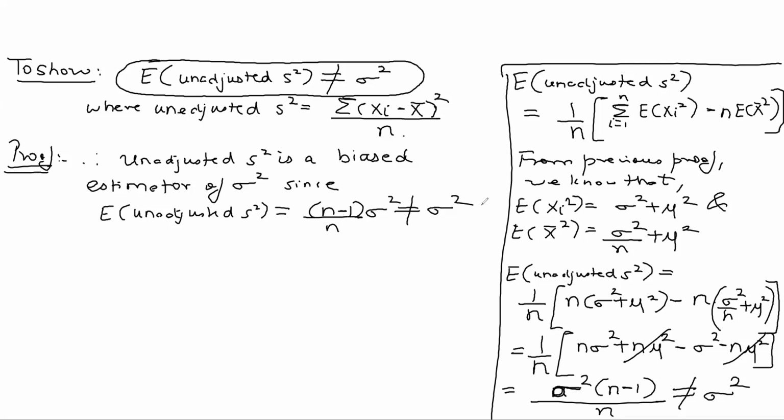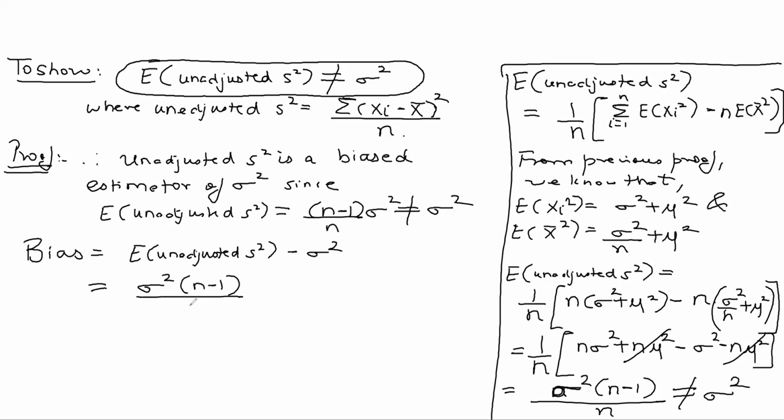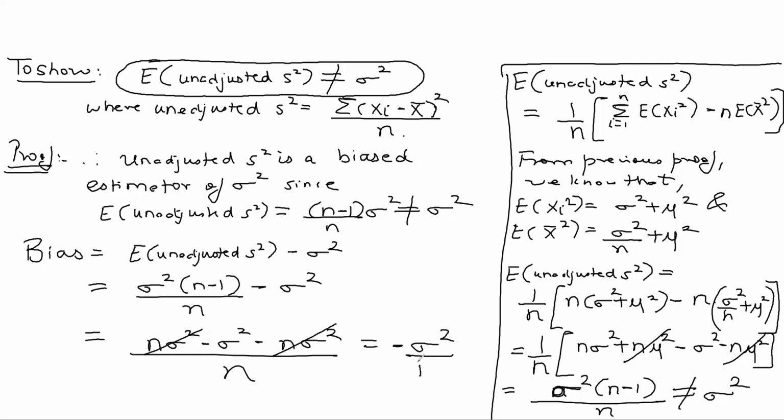And if I want to find the bias, bias is nothing but expected value of unadjusted s square minus sigma square, which is sigma square into n minus 1 by n minus sigma square. So this is n sigma square minus n sigma square by n. We get the bias as minus sigma square by n. This is the bias.